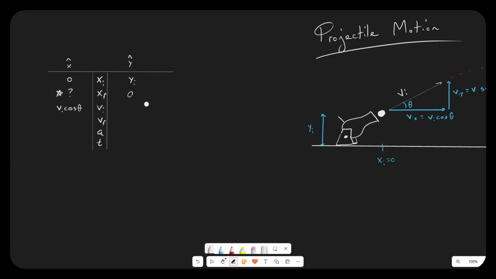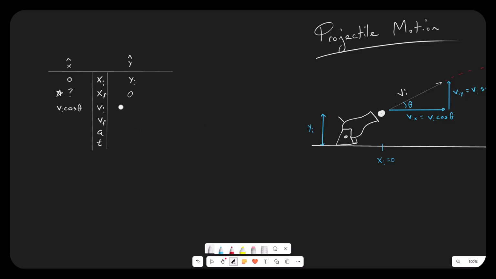I won't even say if I'm hitting the ground. I could set my initial height to be 0, and then my final position vertically would be negative yi, which is fine too. If this is, let's say, 2 meters, I could say let's have this count as 0, and then down here would be y equals negative 2 meters. That's completely okay. I'm not going to choose to do that, but maybe you want to.